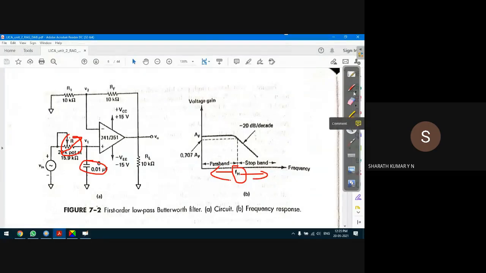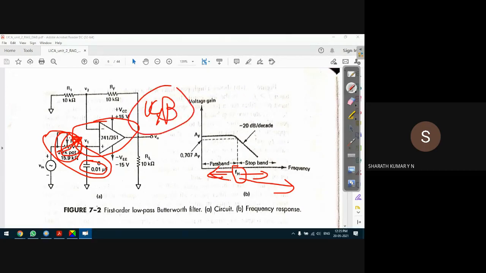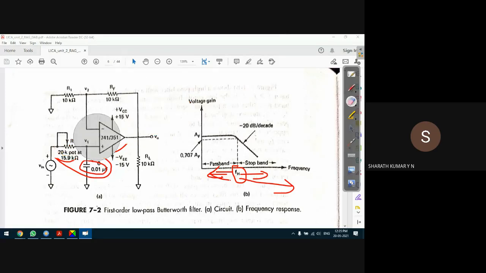So Fh, see, if R increases, this potentiometer increases, Fh decreases. If R decreases, Fh increases. Can we take R as a minimum value? It doesn't help, because the R and C combination is very important. R cannot be equal to 0, because then Fh cannot be infinity, not possible, because the op-amp has its own upper cutoff frequency called the unity gain bandwidth, which we discussed in 2-3 classes. We have discussed that in little detail.